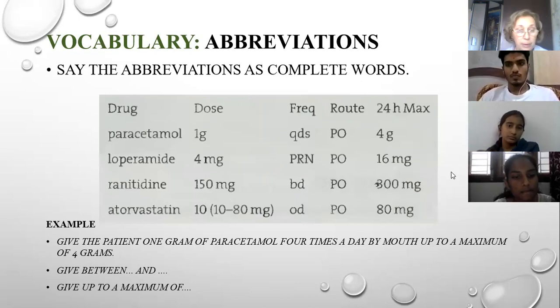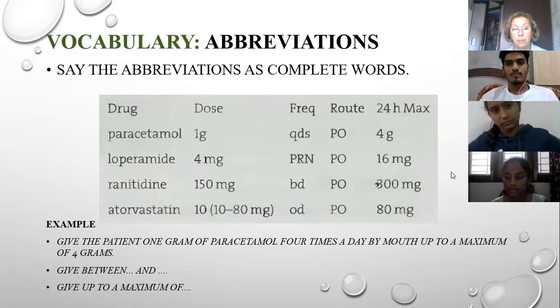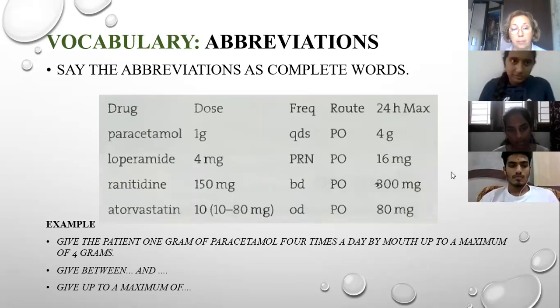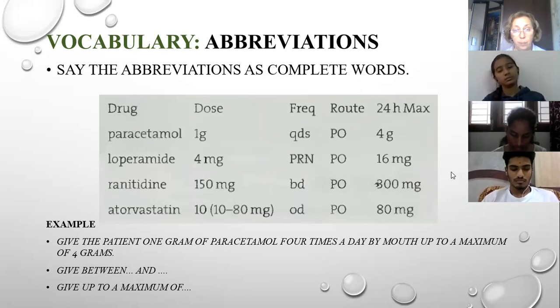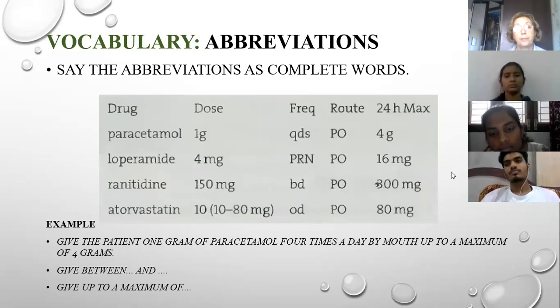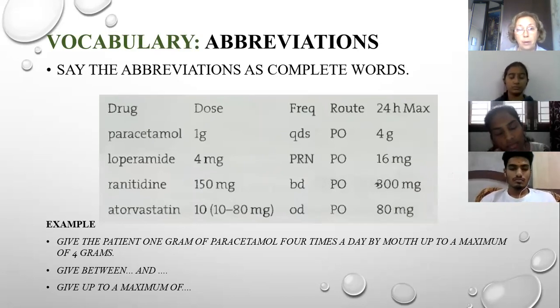Well, Lahari, please. Yes, ma'am. Give the patient 10 to 80 milligrams of atorvastatin once a day by mouth, up to 80 milligrams per 24 hours, maximum of 80 milligrams. Okay, good. Thank you.